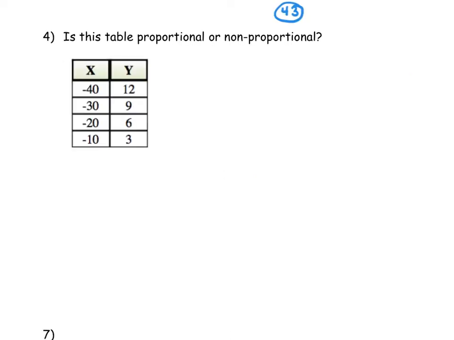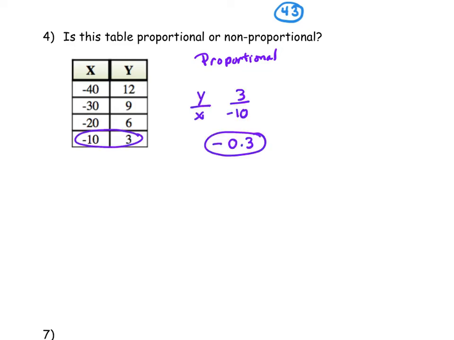Question number 4. Is this table proportional or non-proportional? Since this table is proportional, what is the constant of proportionality, unit rate, or k-value? The constant of proportionality, or unit rate, or k-value, is negative 0 3/10.